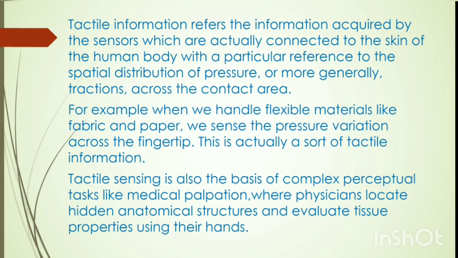Practically, tactile information refers to the information acquired by sensors which are connected to the skin of the human body, with particular reference to the spatial distribution of pressure, or more generally tractions, across the contact area. For example, when we handle flexible material like fabric and paper, we sense the pressure variation across the fingertip. This is the sort of tactile information. Tactile sensing is also the basis of complex perceptual tasks like medical palpation, where physicians locate hidden anatomical structures and evaluate tissue properties using their hands.